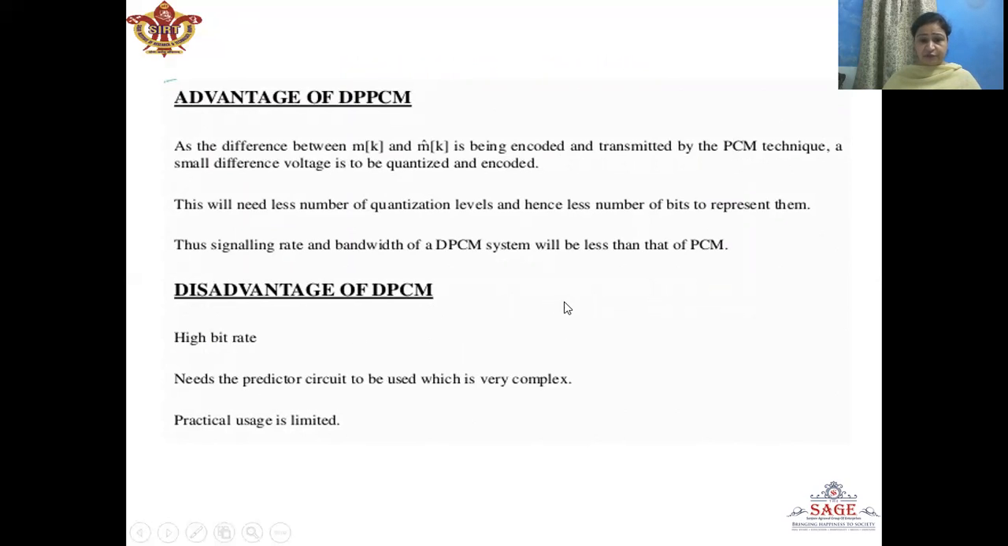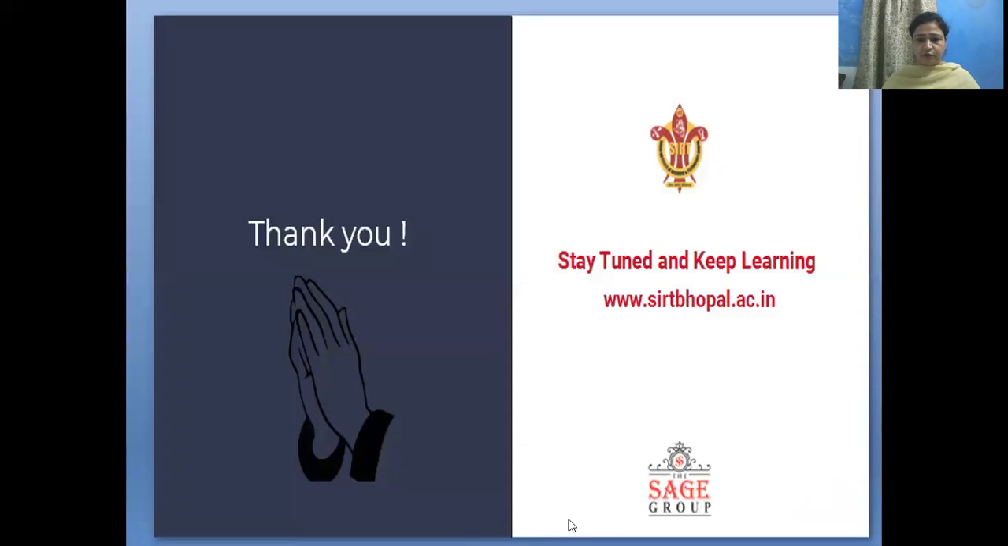Now, disadvantage of DPCM. It has high bit rate. It needs the predictor circuit to be used, which will add to the cost of the circuit, and the practical usage is limited because the predictor circuit should generate very accurate results. Now, this is all for today's lecture.